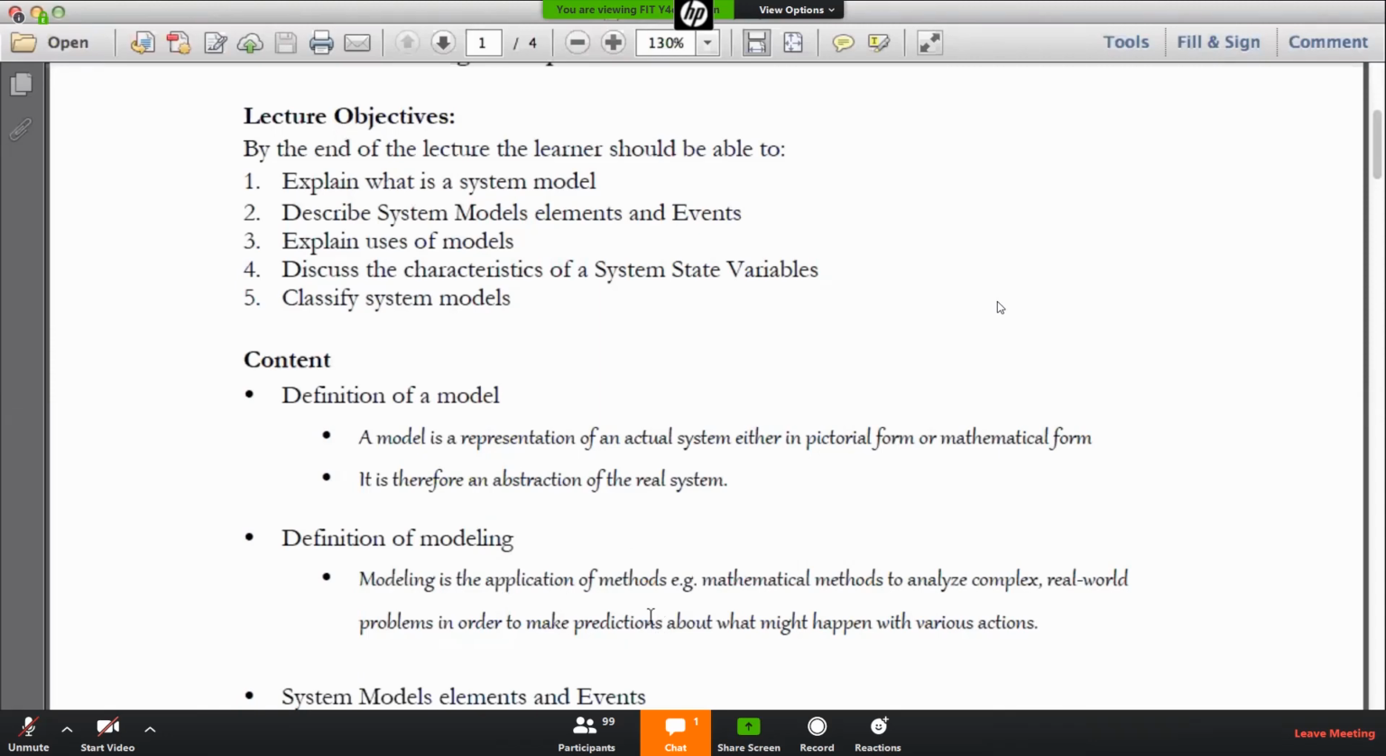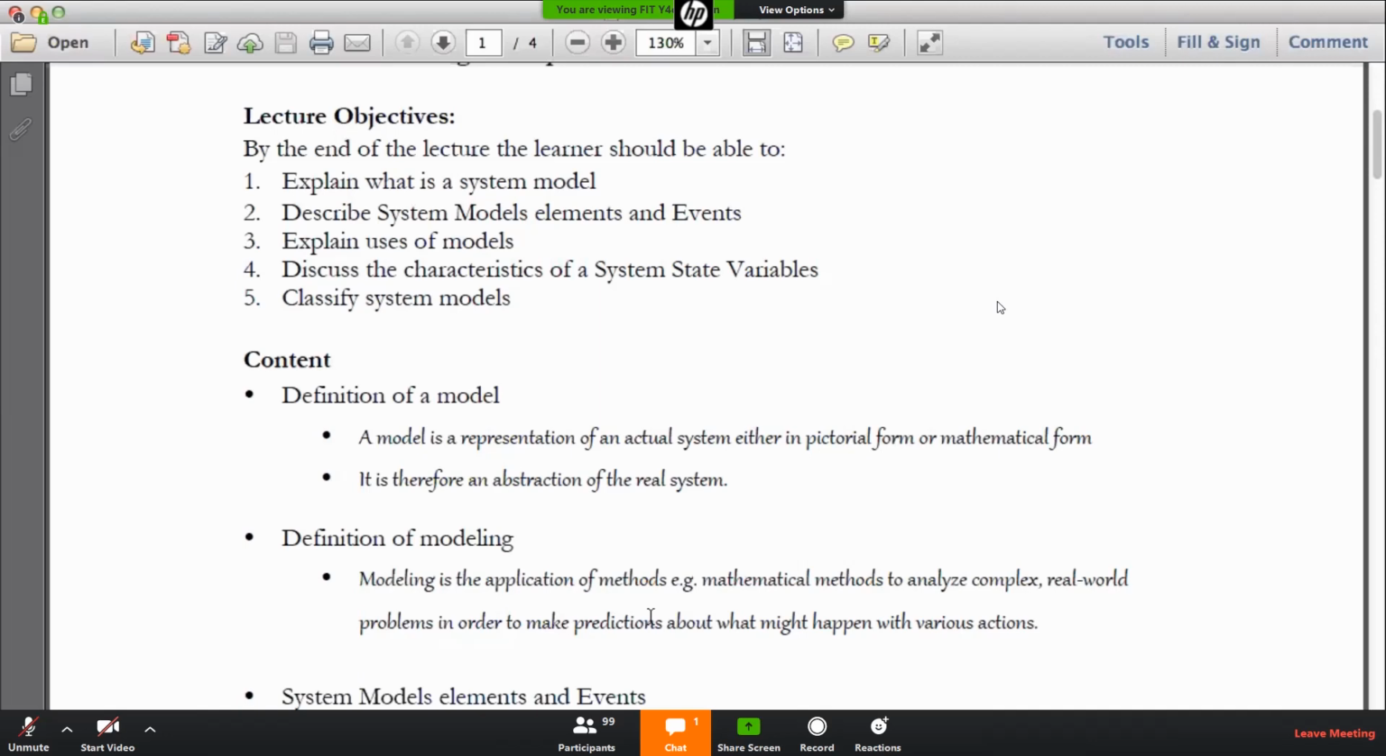So all the concepts and procedures that you use in order to come up with the model is what we call modeling. Therefore, we say modeling is the application of methods. It may not be methods. I should have added another word, the techniques.